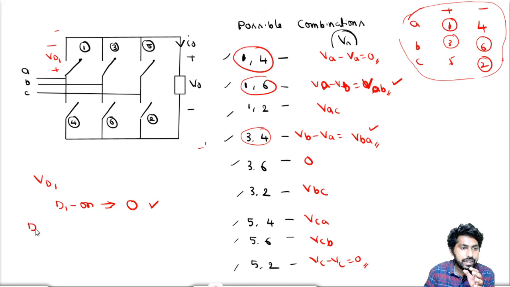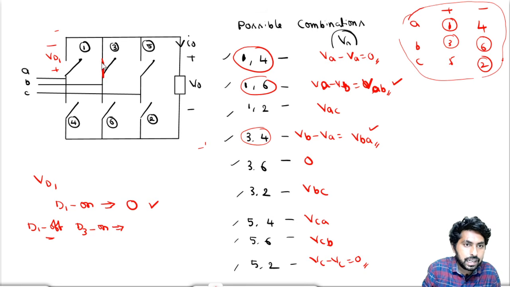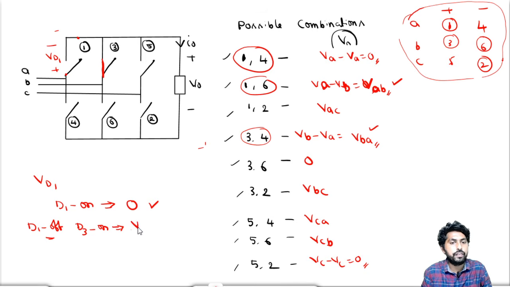When D1 is in off condition, there is a possibility of either D3 or D5 being in on condition. So when D1 is off, D3 is on. What about VD1? D3 is in on condition and D1 is in off condition. During that time, B is connected to the negative and A is connected to the positive, so it will be VAB.